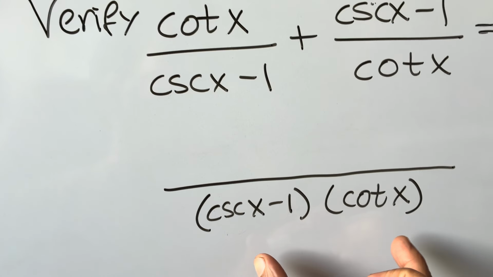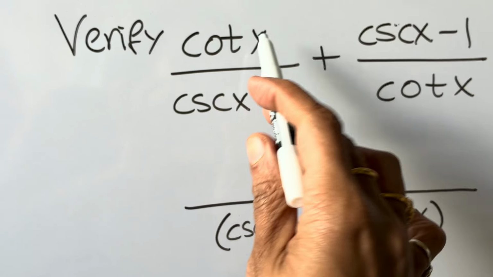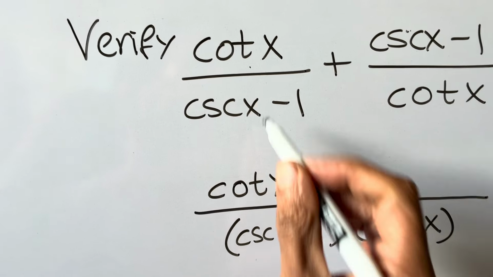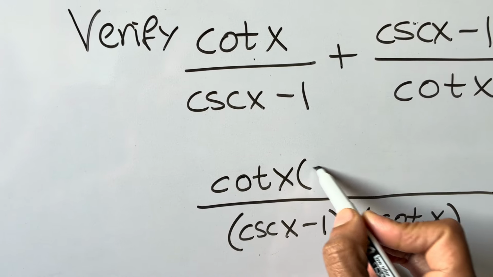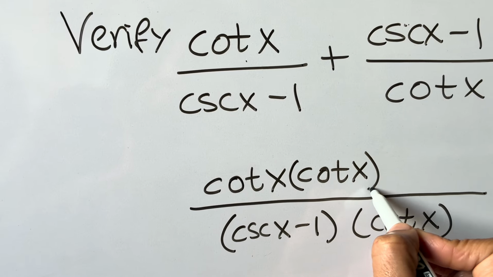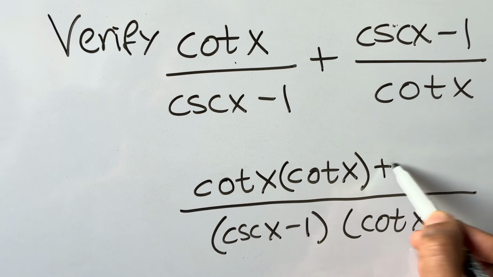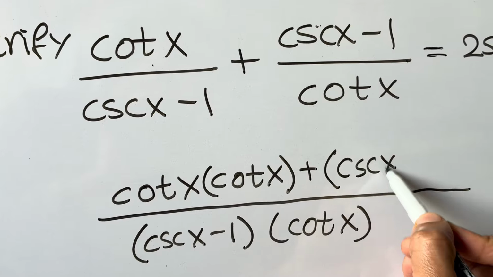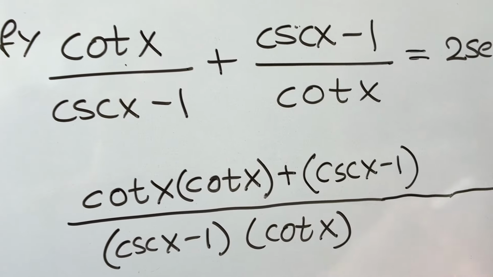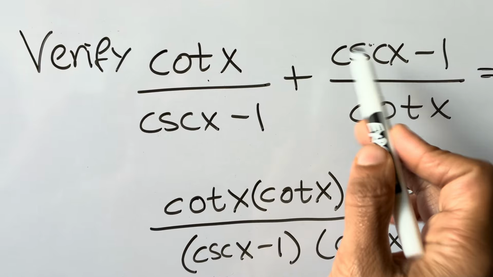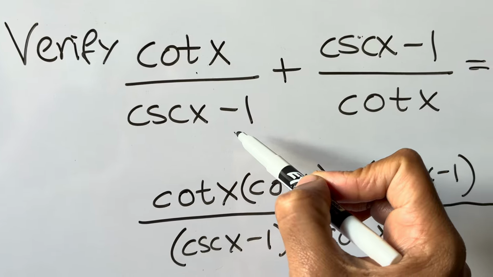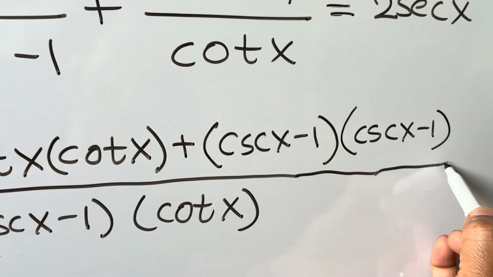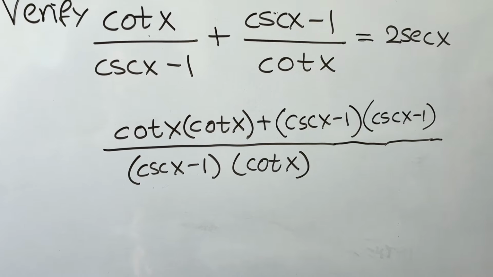And since this is a common denominator here, I'm going to multiply my numerators with the opposite denominators. So my first numerator is cot x. I'm going to multiply it with the other denominator, which is cot x, and I have my positive sign in between. I'm going to place that, and I have my numerator as cosecant x minus 1, so I'm going to write that inside the bracket, and I'm going to multiply this numerator with the other denominator, which is cosecant x minus 1. So I'm going to write one more cosecant x minus 1. So this is the simplified form of that.